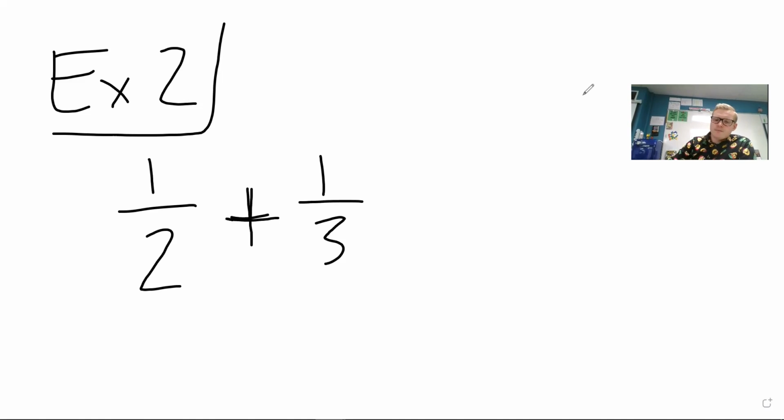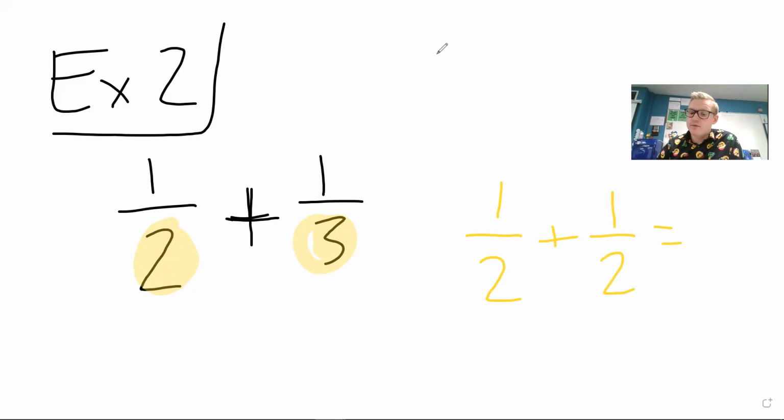The problem here is I cannot add 1/2 plus 1/3. And the reason for that is because those two bottom numbers, 2 and 3, have to be the same number for me to be able to add them together. For example, 1/2 plus 1/2. I can add those together because both the bottom numbers are the same, and I would get 2/2, which equals 1.